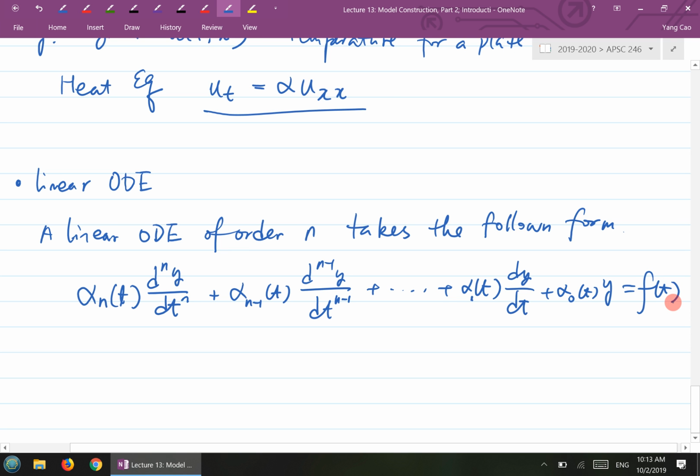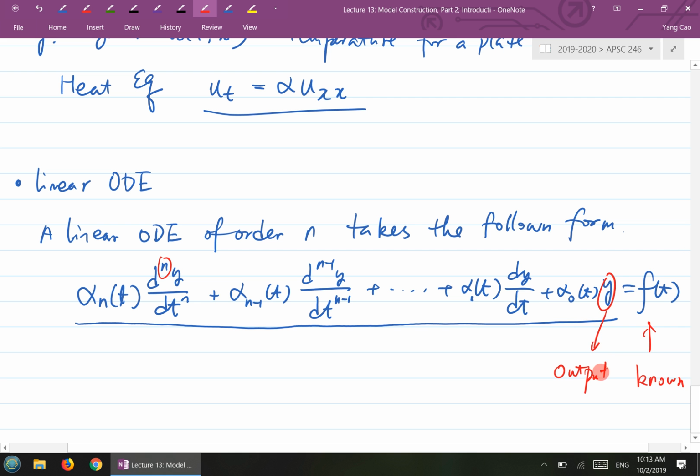And this is the general format for a linear ODE of order n, because the highest derivative here is order n. Let me explain this a little bit. First of all, it's an ODE, because it involves a single unknown function y and its multi-order derivatives. And the f here is not unknown; it is a known function, what we call the input to the system. The y here is later called the output of the system. Later we'll try to solve this ODE to get the solution y of t.